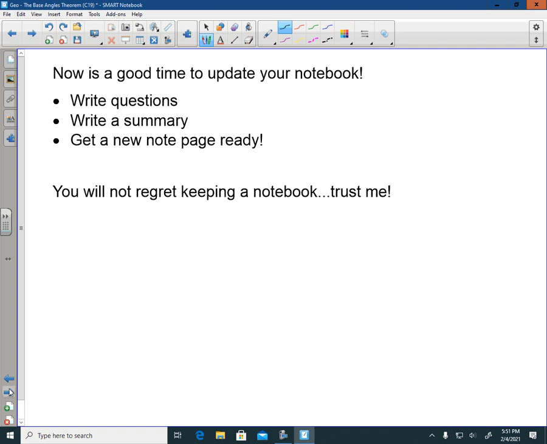But now's a good time to update your notebook, write yourself some questions, a summary, get that new note page ready. Remember that your summaries are the answer to the essential question at the top of the page. And what you're doing is you're using your notes as evidence to summarize what's there and to answer that question for yourself. Come on back when you're ready.